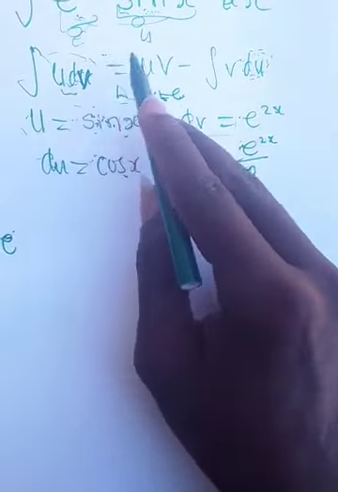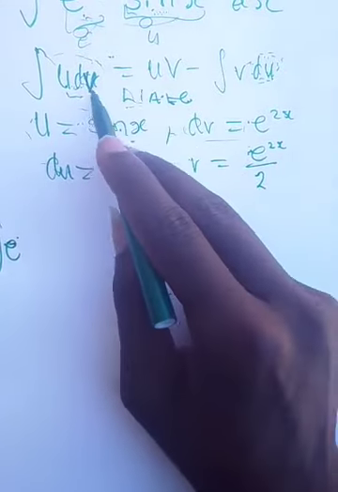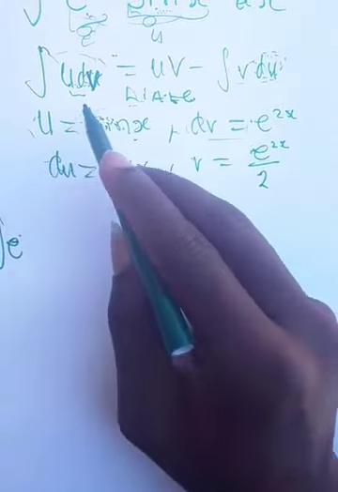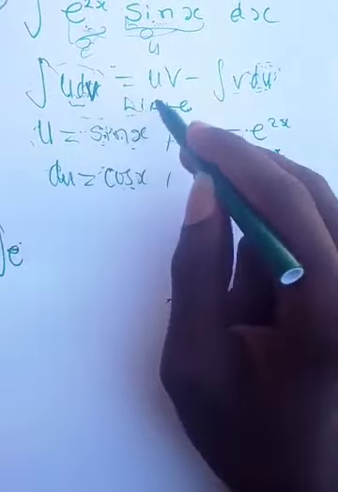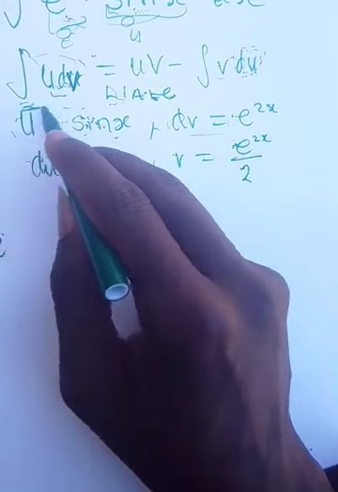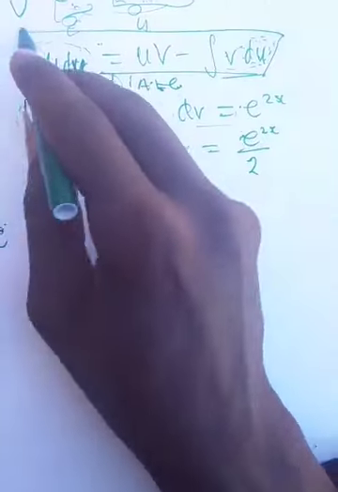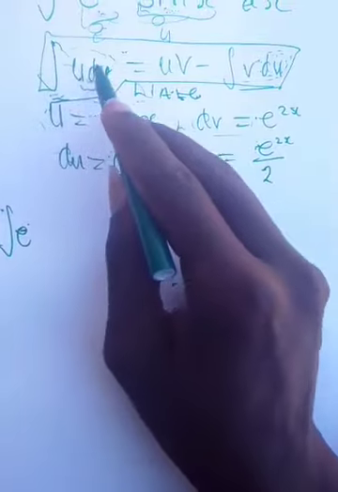I almost wrote v as u. Now I've confused myself, but don't make the same mistake. This is now the actual formula. Okay, so I'm saying that u is this one, right? And then dv is this one, right?